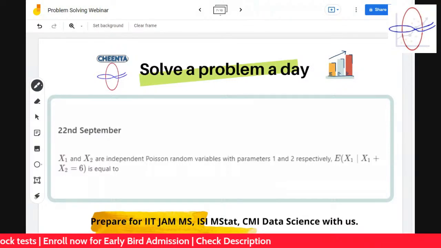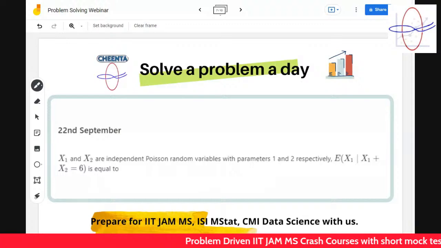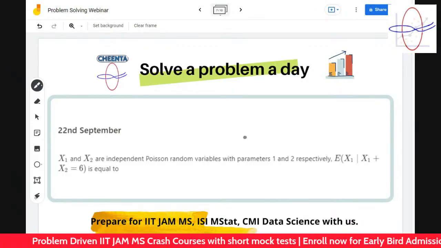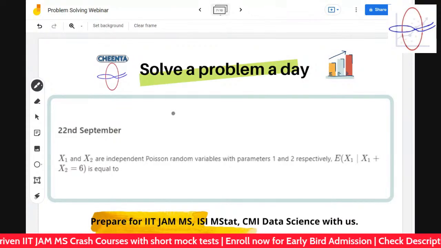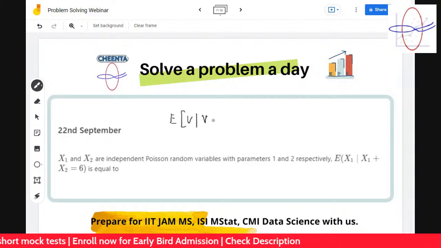So can we use the same approach of conditional and expectation? Okay, so tell me what approach you have in your mind. Like you told, expectation of U given V is equal to U is expectation of U. Expectation of V given V is equal to U is equal to expectation of U.